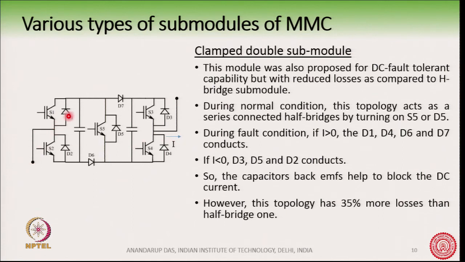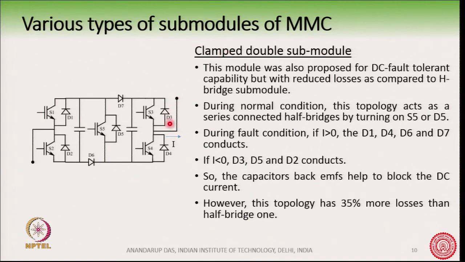One path is like this: current comes here, I is greater than 0, through D1, through D7, through this capacitor, through D4 and goes out. This is one path of the current. The other path of the current is through this D1, through this capacitor, through D6, D4 and goes out. So again you see that the capacitor is coming into the picture and it will restrict the fault current.